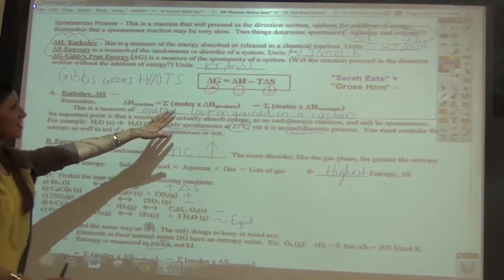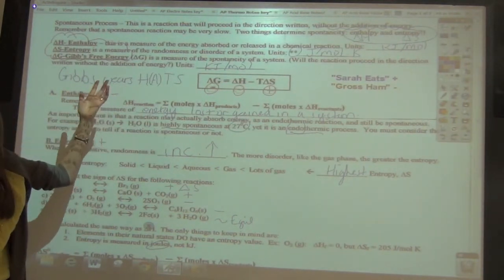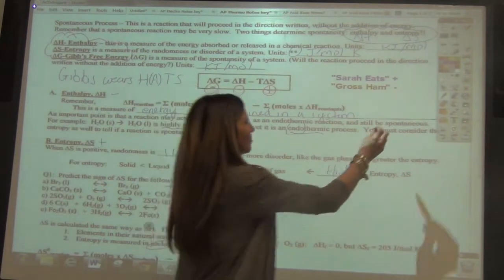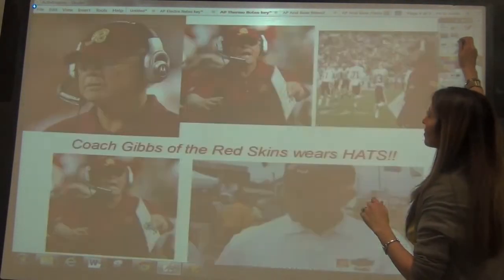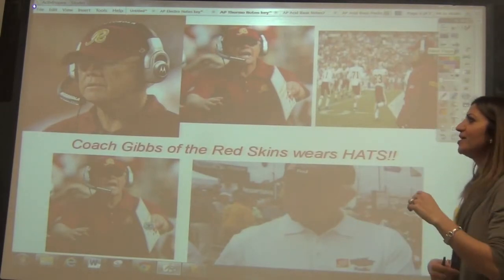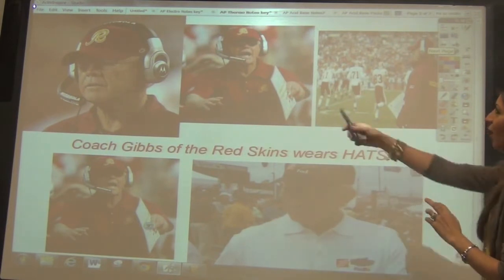So this equation, I call it the hats equation. I say that Gibbs wears hats because there's a coach named Coach Gibbs. I think I might have a picture of him. There he is. There's Coach Gibbs. So the Redskins, how many of you know this coach? Some of you may know. Okay. And so he always wears hats.